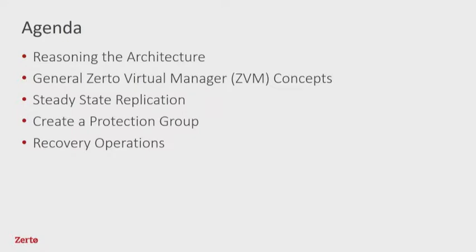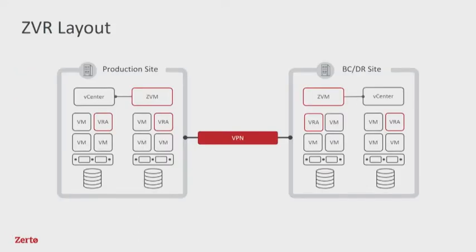We will start by reasoning about the ZVR architecture and the role of the ZVM in it. Then we will talk about some general things that are true for the ZVM. We will continue on to see what the application does when we do not interact with it, because it does many things. Then we will look at what it means to create a protection group, and then at some of the internals of the recovery operations. So let's start off by looking at the ZVR solution and the ZVM within it.